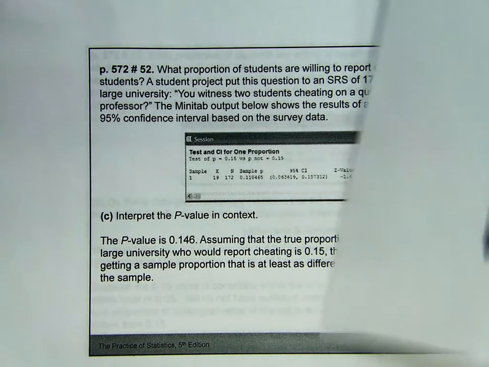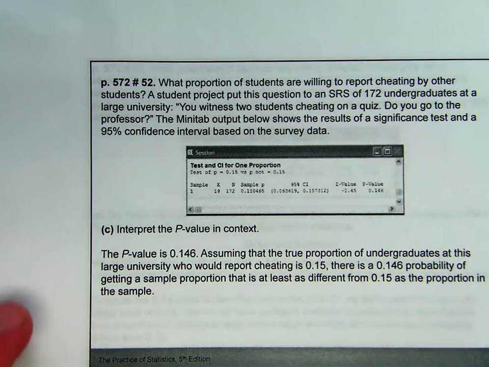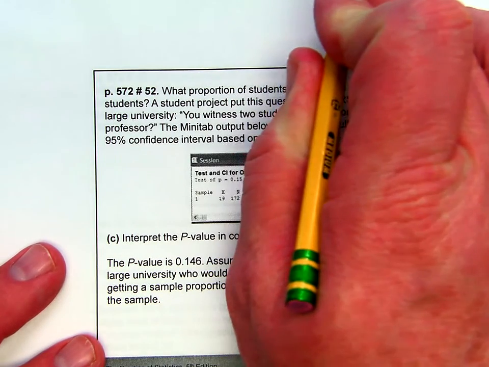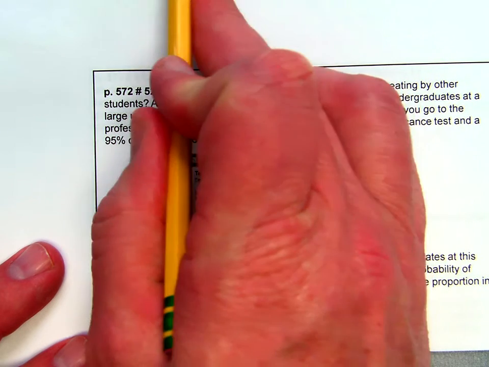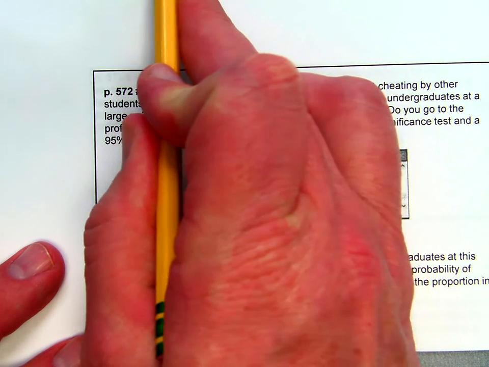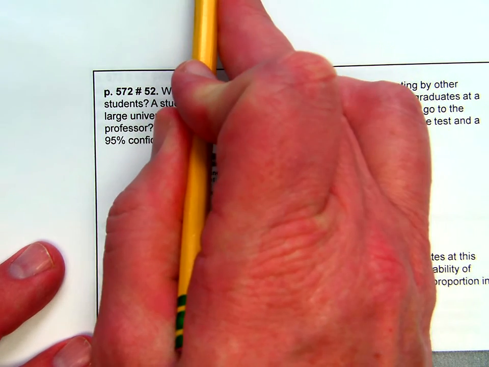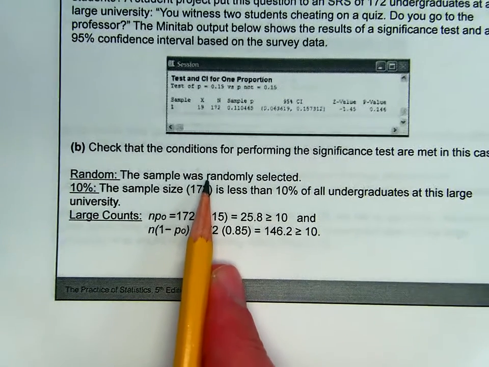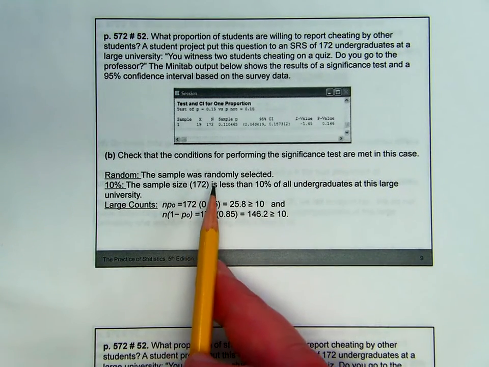All right, next one. This is continuing with the same scenario. Check the conditions for performing the significance test. So random, the sample is randomly selected. That's very poor right there. There's nothing specific to this problem. Ooh, I'm sorry, I was off the screen here. I forgot I zoomed in. Let's go back to the beginning here.